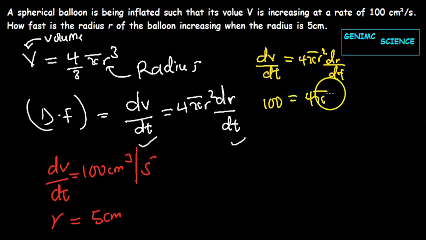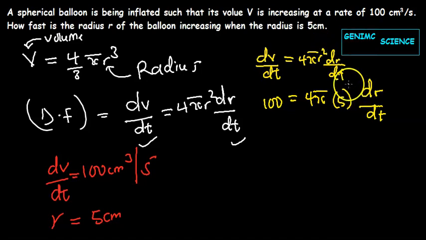What is the value of r? Our radius is just 5 centimeter. So we are going to replace the r, and keep the dr all over dt, because we have already replaced dV all over dt. We have already substituted the values. Now we can simplify it.